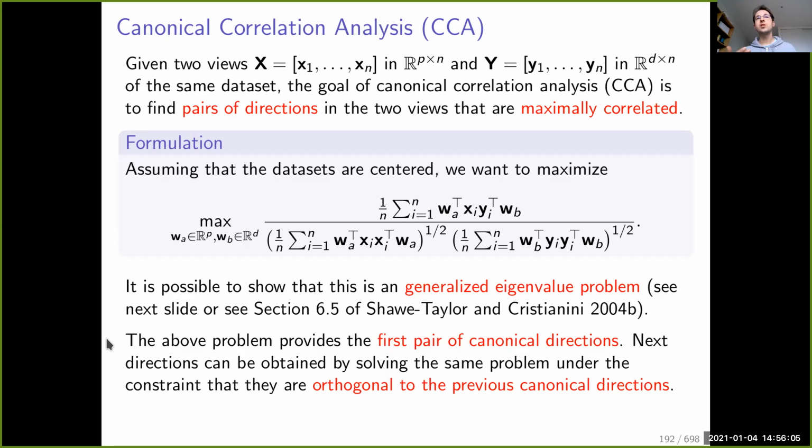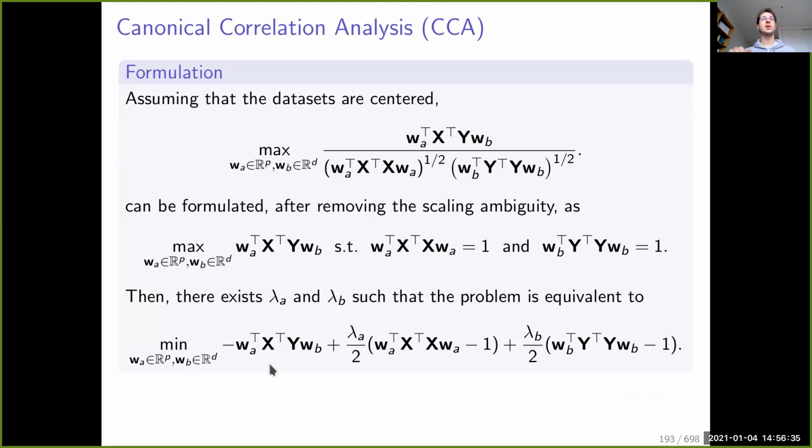What I want to insist on is that this gives the first pair of what we call canonical directions. And if you're familiar with PCA, what you do to find the next directions is that you repeat the optimization problem, but you add the constraints that your new directions should be orthogonal to the previous ones. And it turns out this can also be solved using this generalized eigenvalue problem.